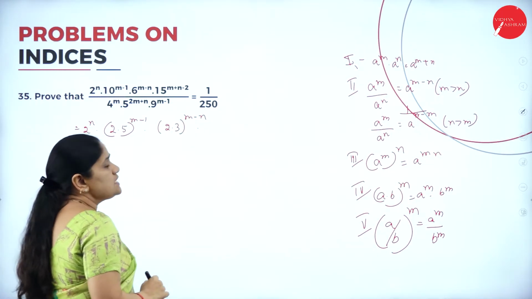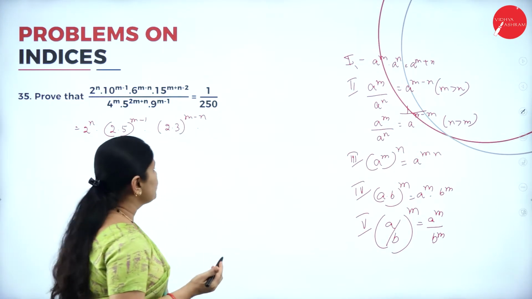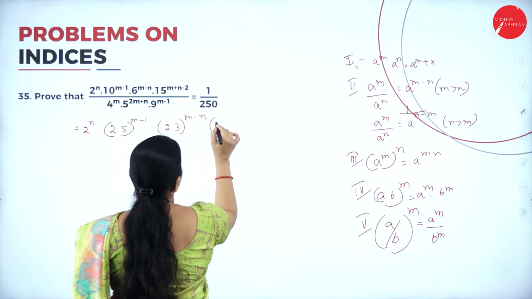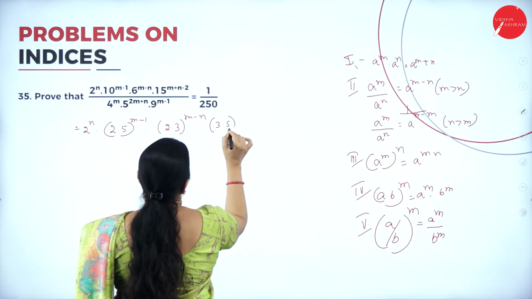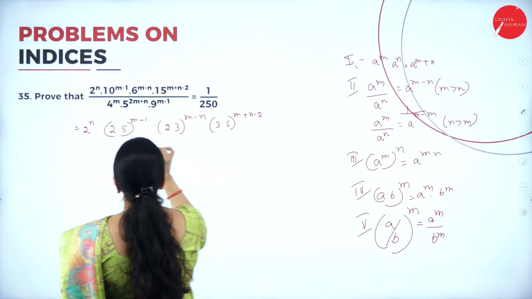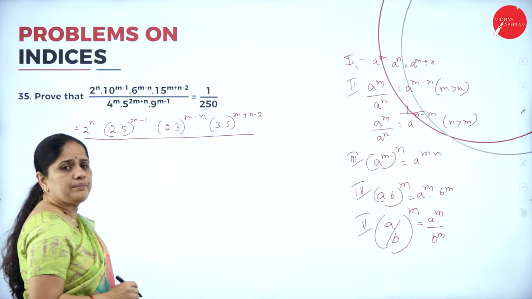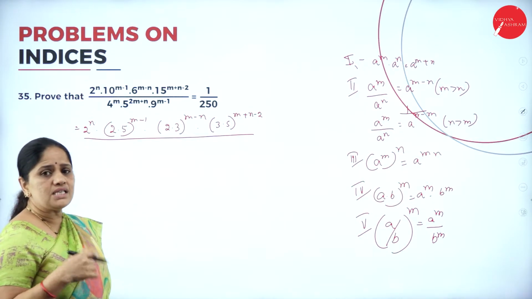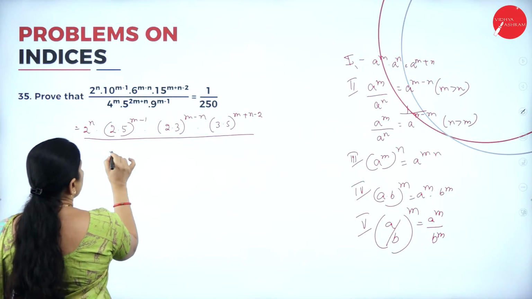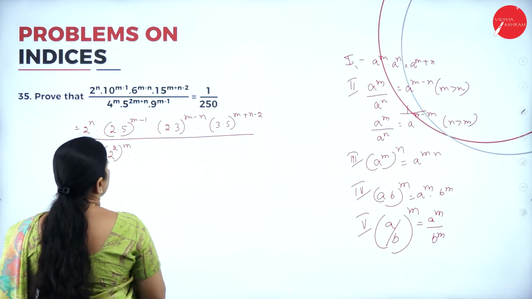Then they have given us 15. Now, the multiples of 15 are 3 into 5. Now, I will split this as 3 into 5 to the power of m plus n minus 2 whole over. Now, 4 to the power of m is given. So, 4 is 2 square. So, instead of writing 4, I am writing 2 square to the power m.